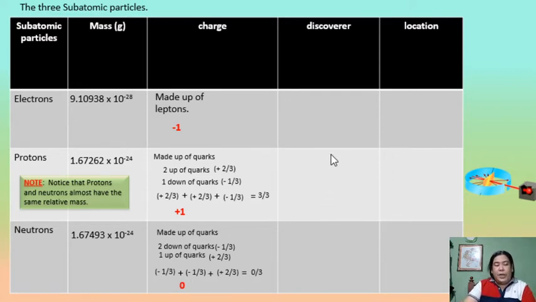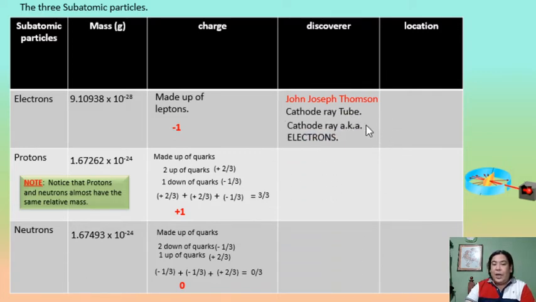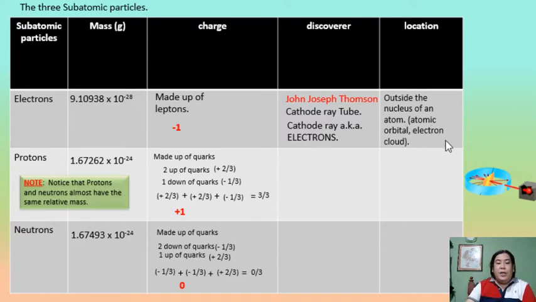So who discovered the electrons? Electrons were discovered by John Joseph Thomson using the cathode ray tube. Okay, that is why ang electrons dati ang tawag sa kanya cathode ray. So that is electrons, also known as the electron. And then electrons are located outside the nucleus of an atom, doon sa part ng kanyang atomic orbital. We call that the electron cloud region.